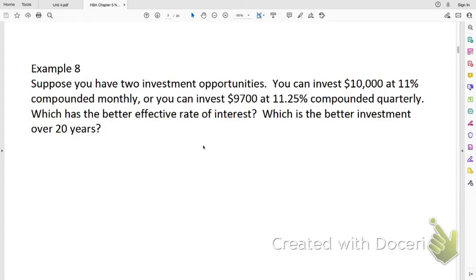The first thing that's off with this problem comes with the question. Which has the better effective rate of interest? Did we ever get an effective rate out of our solver? No. What kind of interest rate do we get out of our solver? The normal one, right? So if I want the effective rate, that means I'm going to have a part 2 to my problem.